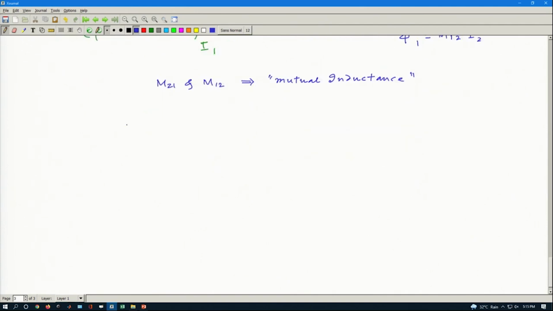So, the EMF E2 that is generated now in loop 2 is minus d phi 2 dt, that is minus M21 dI1 dt, and E1, that is the EMF generated in loop 1 due to the current I2, is equal to minus M12 dI2 dt.